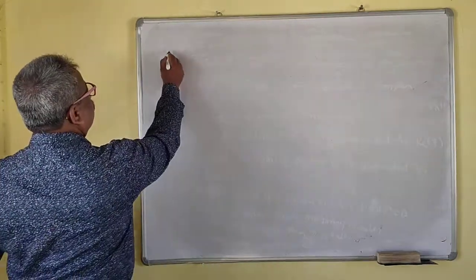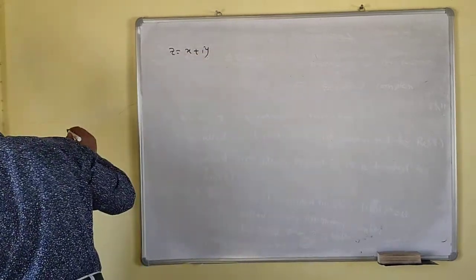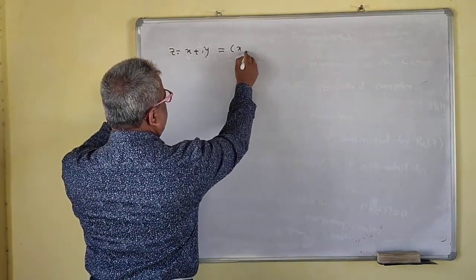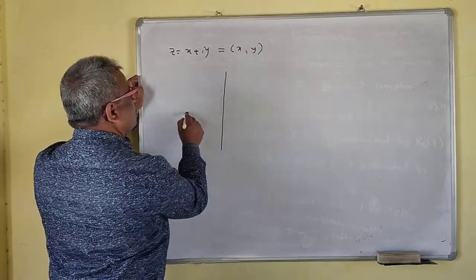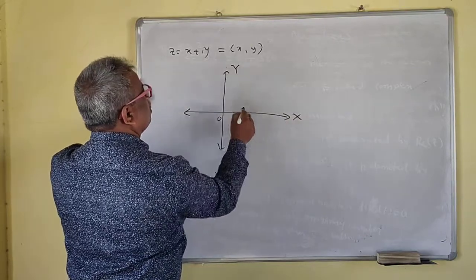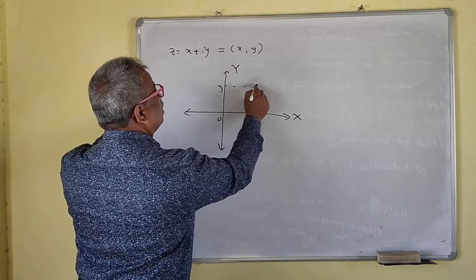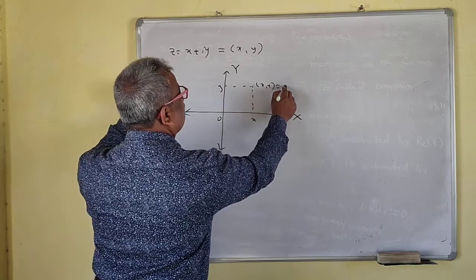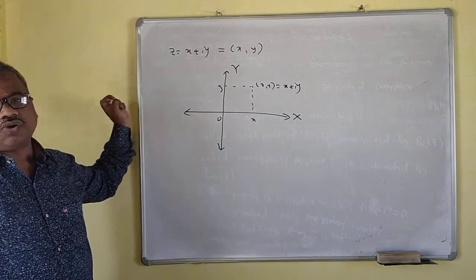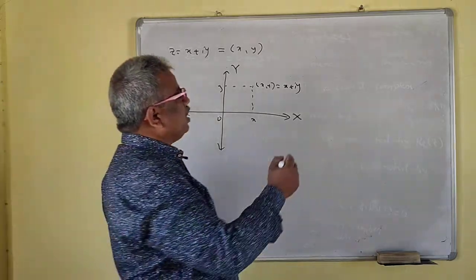Now suppose z is equal to x plus iy. We can write this in the form of an ordered pair x, y. Suppose this is your x axis, this is your y axis, and this is the origin. Suppose this is your x, and suppose this is your y. Then this point is x, y. I can write this complex number as x plus iy. So I can write it on the plane now. This is the ordered pair. An ordered pair in the plane represents a complex number.